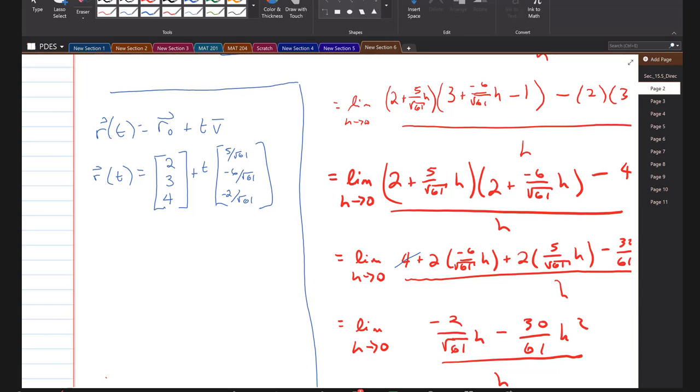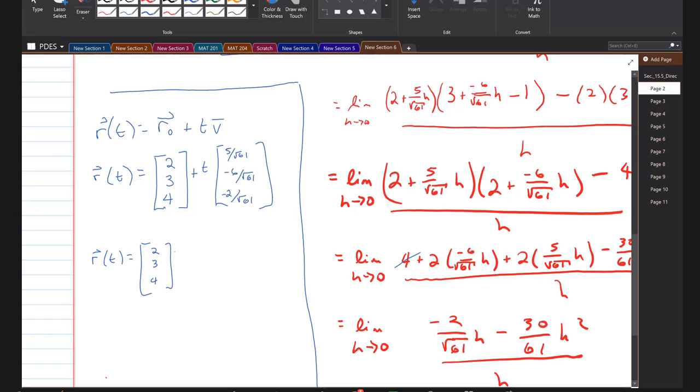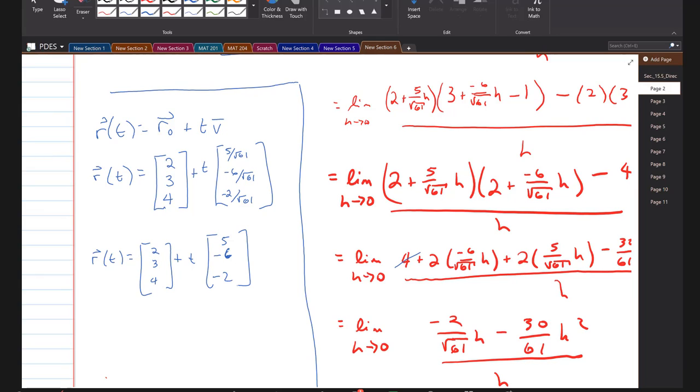Okay? Another way you could denote this that I think is a little bit easier on the eyes is if we just went ahead and multiplied everything by the square root of 61, then you would see that, hey, as we step 5 units in the x direction, we go back 6 units in the y direction. That results in a drop of 2 units in the z direction.